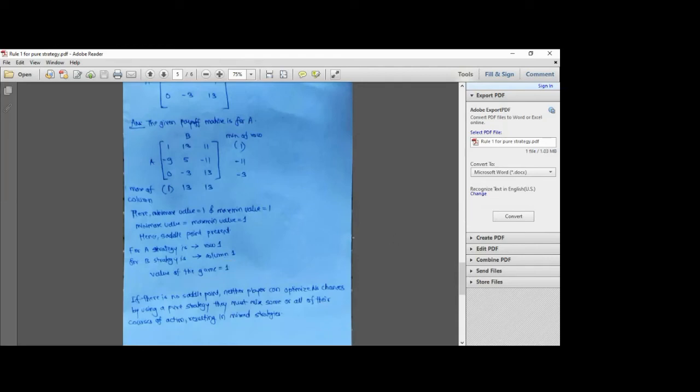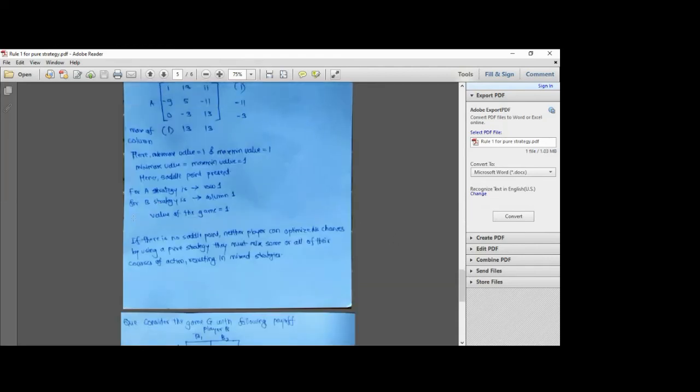What is the meaning of the mixed strategy, or what is the meaning of having no saddle point? If there is no saddle point, neither player can optimize his chances by using a pure strategy. Pure strategy means playing the same strategy again and again. If there is no saddle point, there is no benefit in playing the same strategy repeatedly, so he has to play a mixed strategy. Mixed strategy means sometimes this strategy, sometimes strategy number 1, sometimes 2, sometimes 3. So he'll have to change his strategies so that he gains or loses in the optimized manner, right?